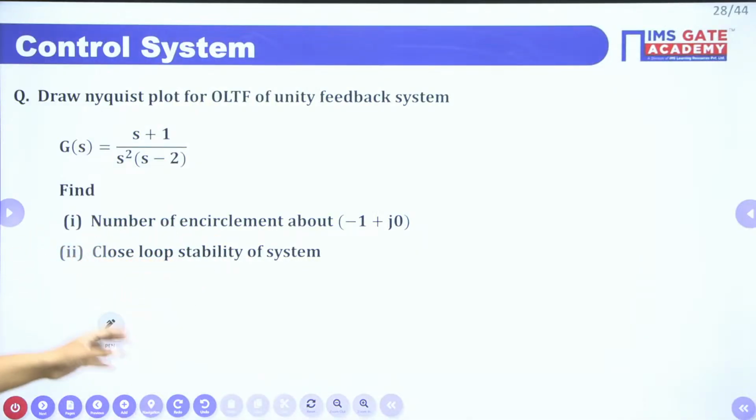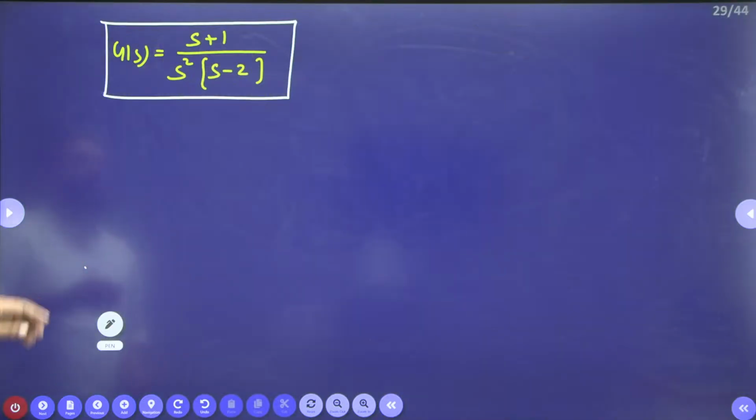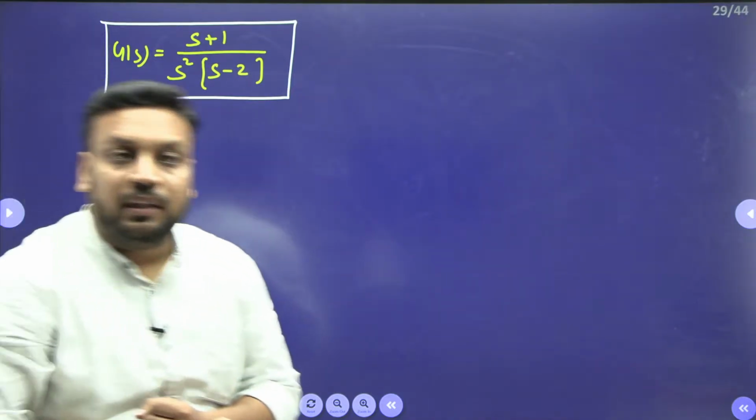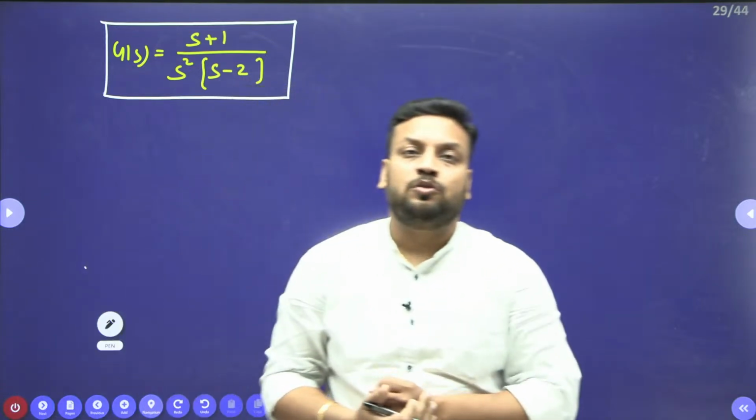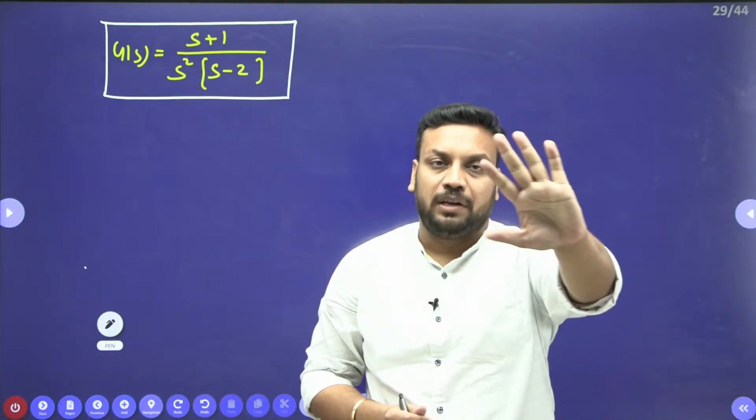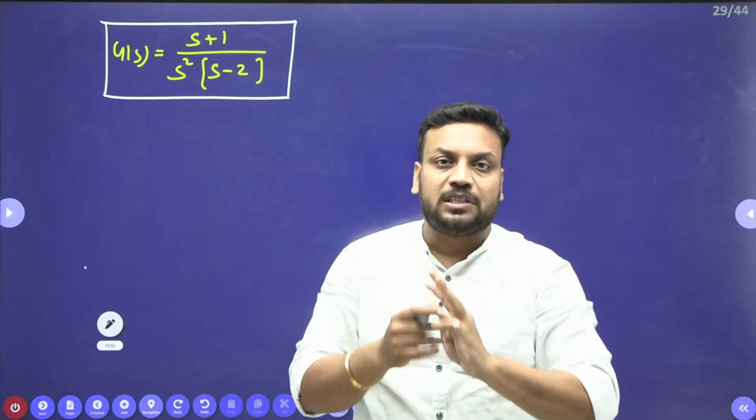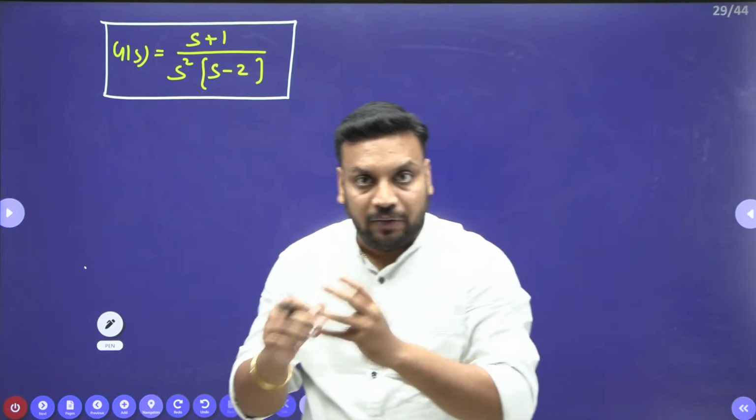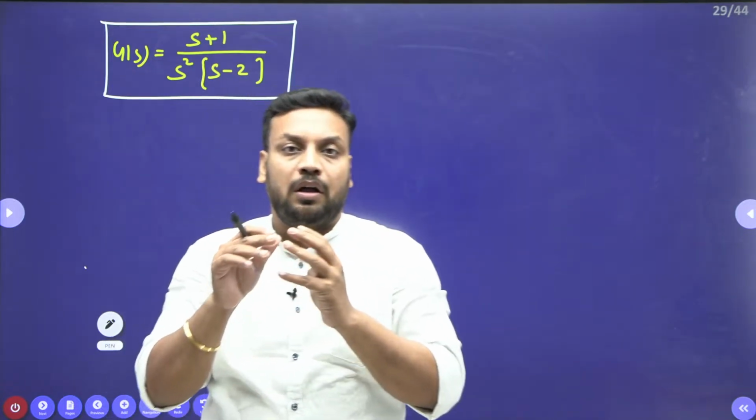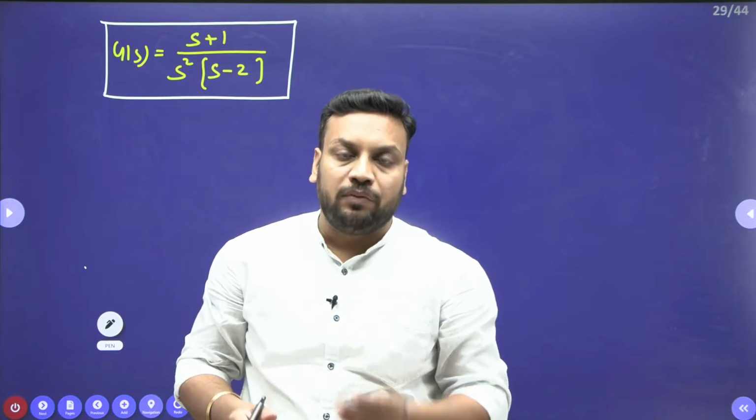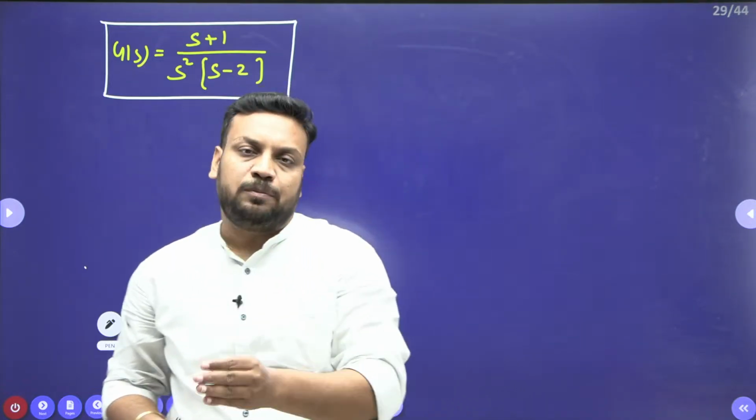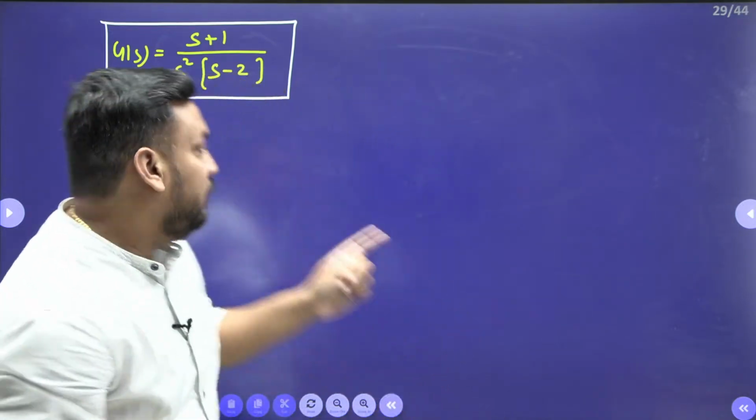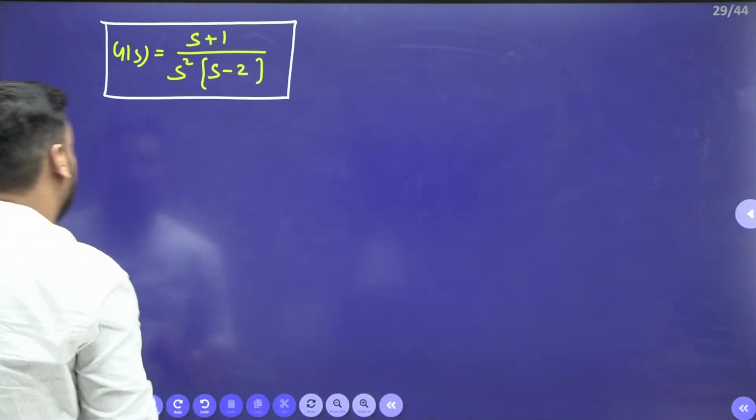Now, find the number of encirclements about -1 plus j0 and the closed loop stability of the system. First of all, you have to identify how many steps are required to make the Nyquist plot. Total 4 steps are required. The first step is polar plot. Second step, put s equal to r e power j theta, where r goes to infinity. Step number 3, inverse polar plot. And step number 4 is only applicable if there are poles at origin. Definitely here there are 2 poles at origin, so step number 4 will also occur.